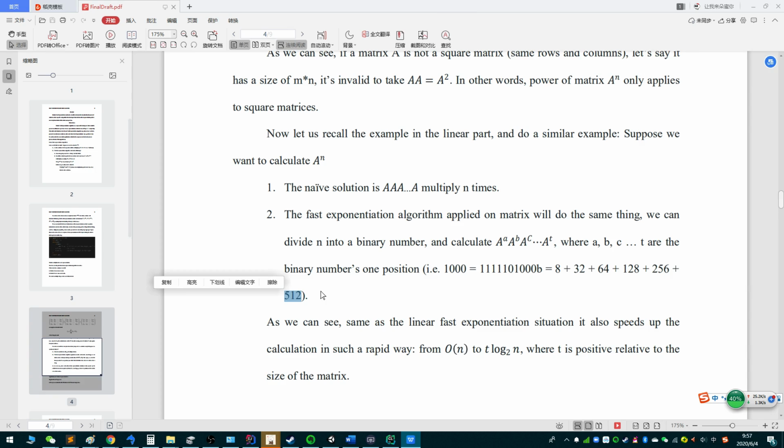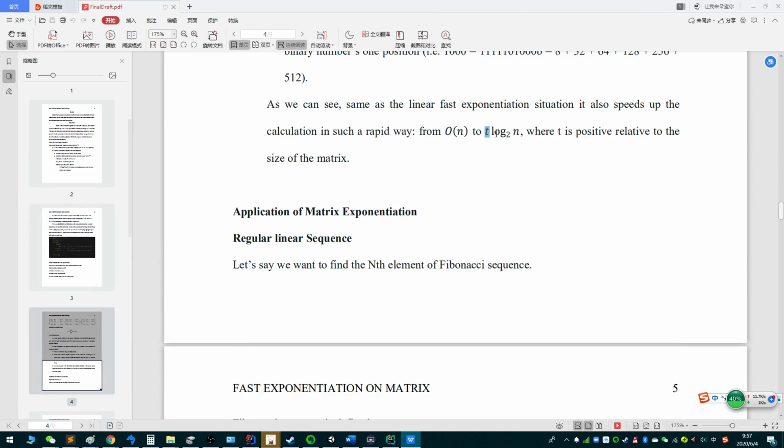512th power. So it's the same thing, and we have sped up the calculation from O(n) to O(t log 2 n), where t is related to the size of the matrix, because the matrix has n rows and n columns. I think I forgot the big O notation here. But it's a constant, so we can omit it. I just put it here to be more accurate.